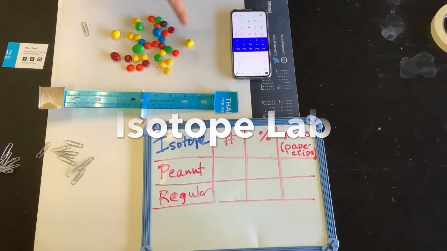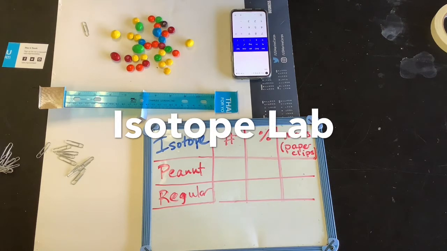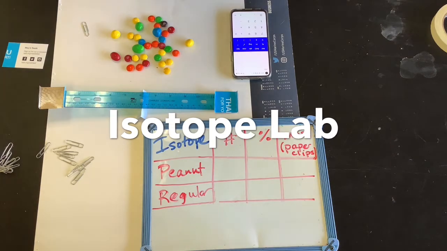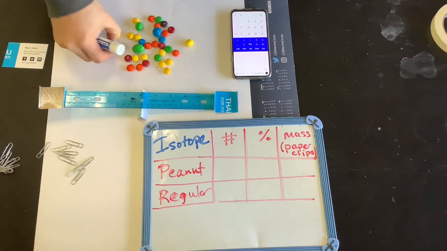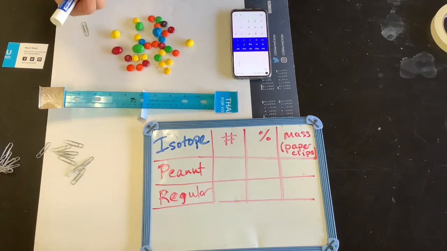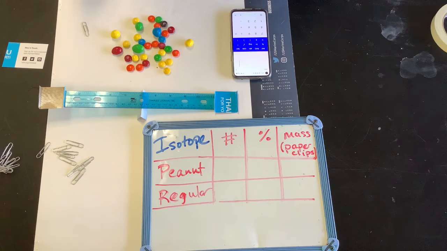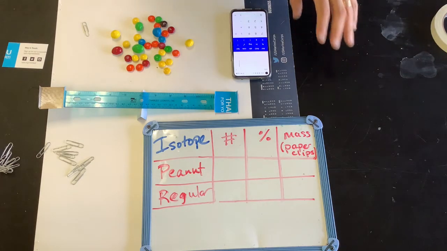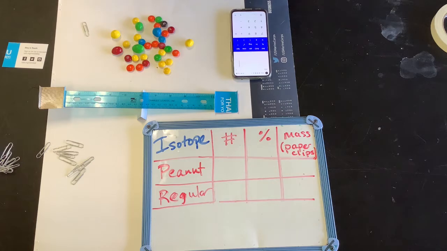Hey, I got a sample of M&M candies, and this is a collection of two isotopes. We've got the peanut isotope, so the heavy isotope, and a light isotope, the regular M&M. They differ by mass. They're both M&Ms, but they just differ by their mass. And so we're going to measure the relative atomic mass. It's a weighted average of the isotopes' mass.